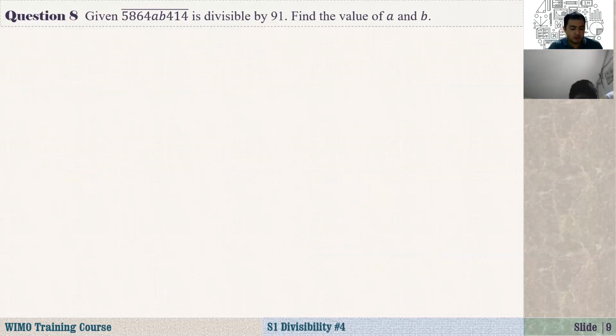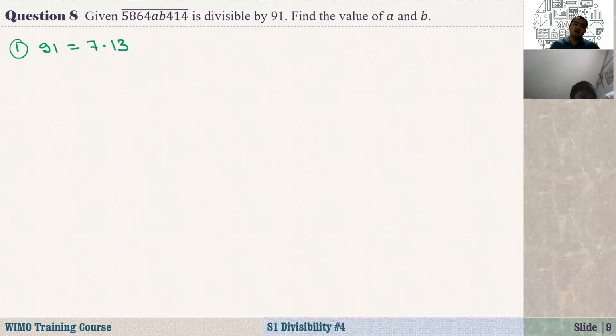Now we have another similar question, question 8. It says that given that this number 5864AB414 is divisible by 91, find the values of A and B. Okay. Again, how do you get this? The first observation is that we know that 91 is equal to 7 times 13, right? And 7 is a prime number, 13 is a prime number, and if you pick any two prime numbers, they are relatively prime, because the only common factor of these numbers is 1.